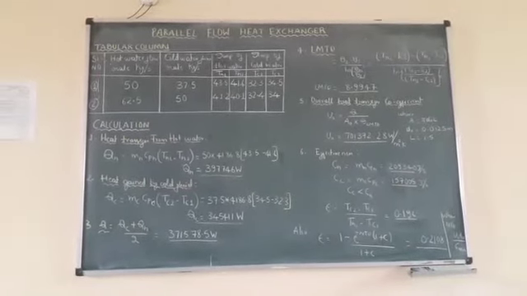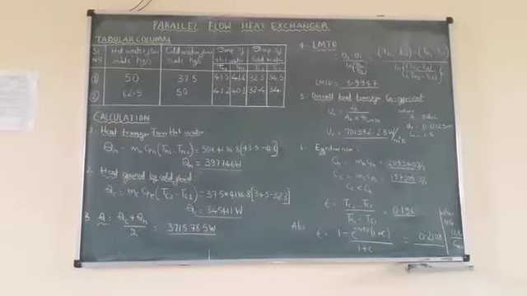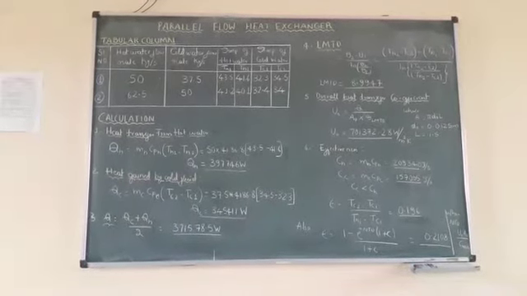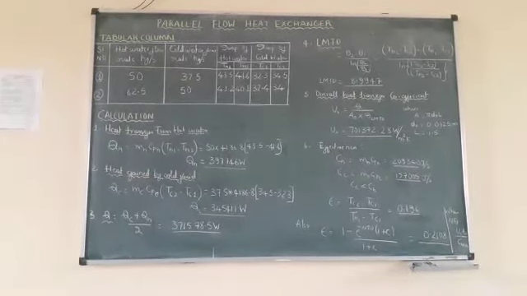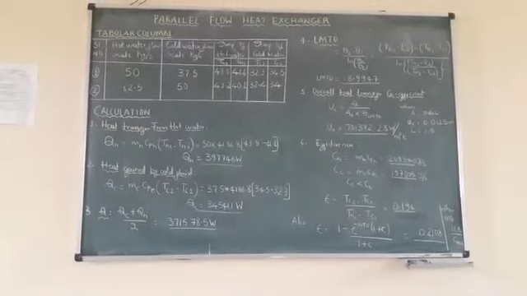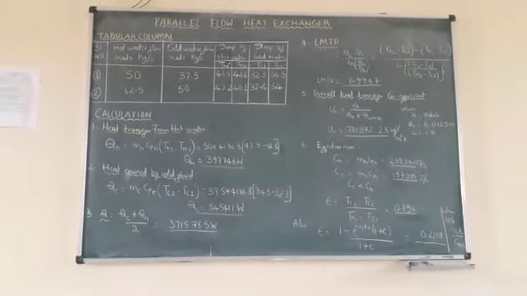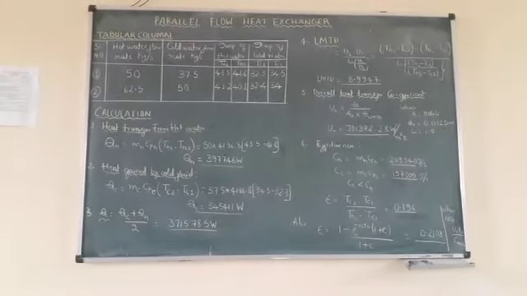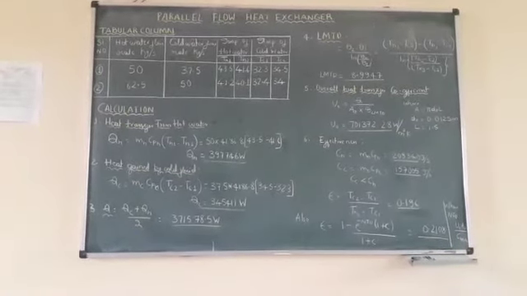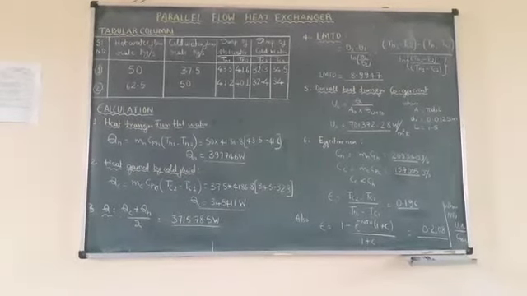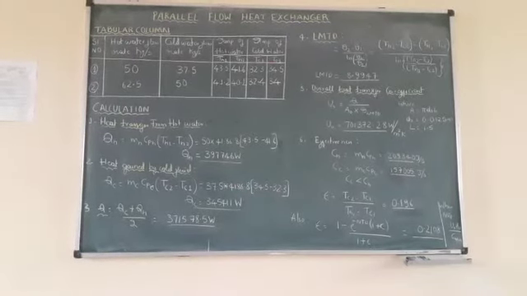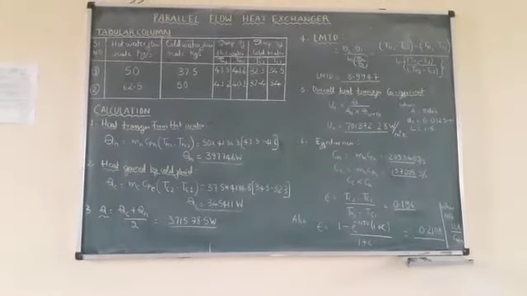apparatus. So serial number 1, hot water flow rate kgs per second, this first column. Second column is cold water flow rate kgs per second. Next is temperature of hot water TH1. TH1 is the hot water inlet temperature, TH2 is the hot water outlet temperature. Temperature of the cold water, TC1 is the inlet temperature of the cold water, TC2 is the outlet temperature of the cold water.